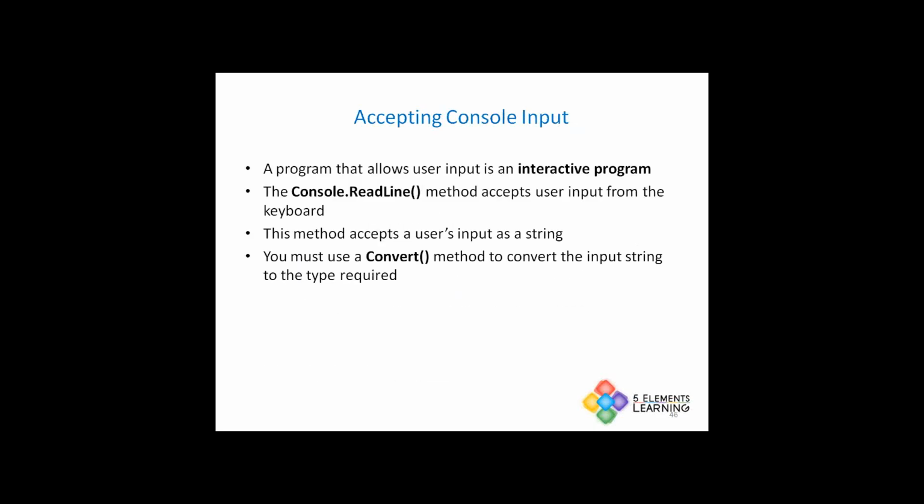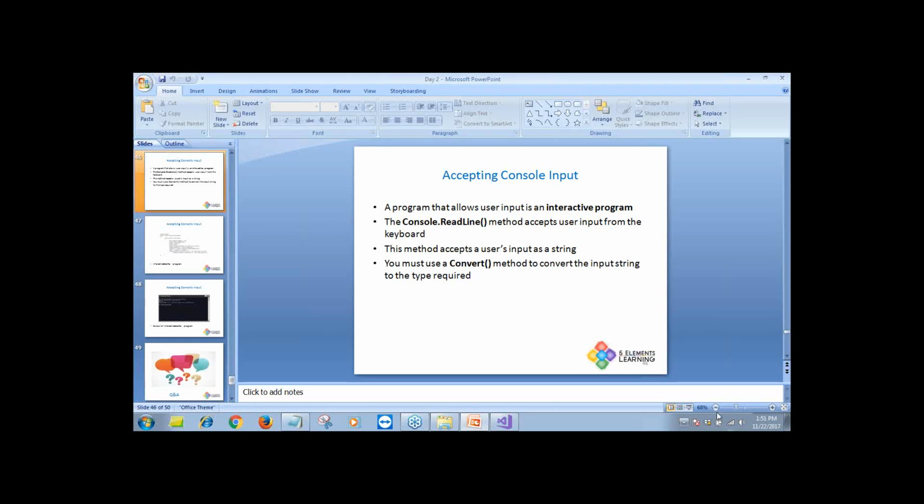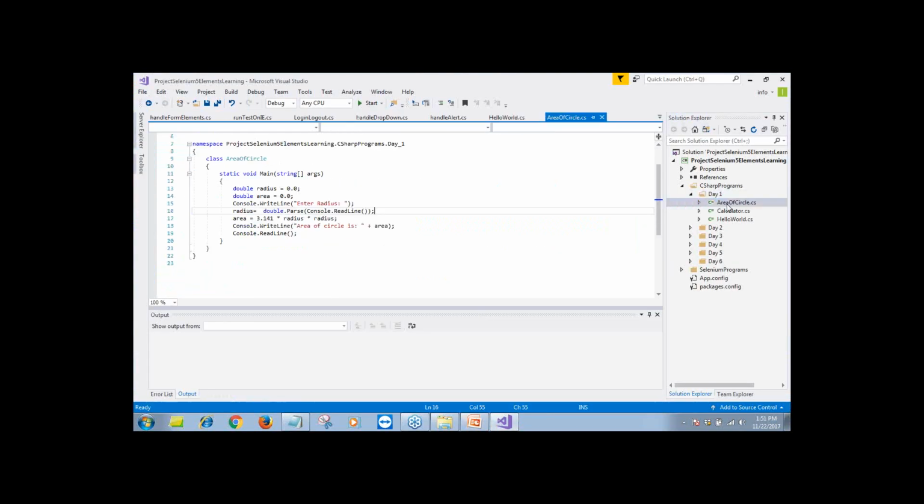Now let us see how you can accept input from the end user with the help of a program. Here is a program where you declare the radius and area as double. Then you ask the end user to enter the radius. You read the radius, and whenever we are reading from the console window, it will always be a string.